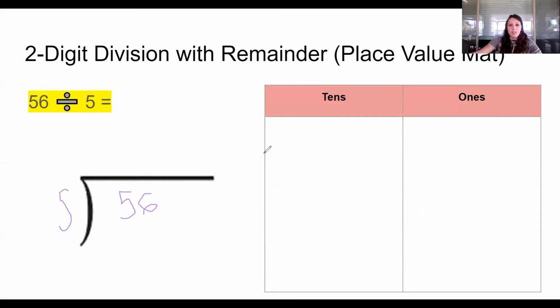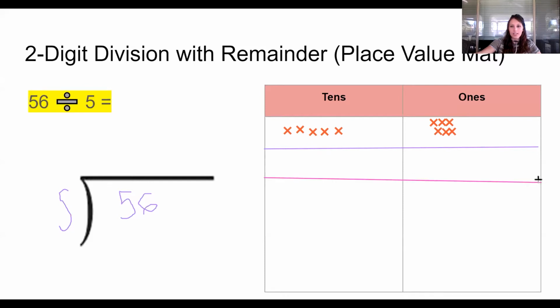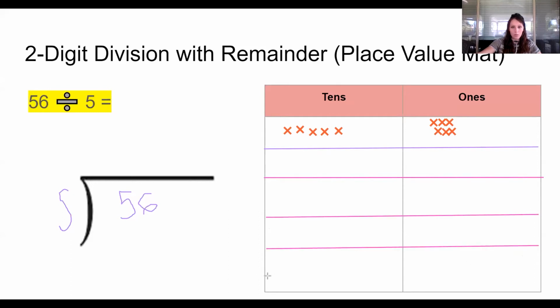So first off, let's represent 56 in the place value mat. So we're going to grab our line tool and we're going to draw this out. We are going to represent 56 using x's. So we have 5 in the tens place, and we have 6 in our ones place. Now, we're saying that 56 is divided by 5. So I'm going to draw 5 sections under here. That way we can divide the tens and the ones into 5 different areas. So we have 4, and we need one more section. Perfect. So now that we've done this, we can divide this up perfectly.